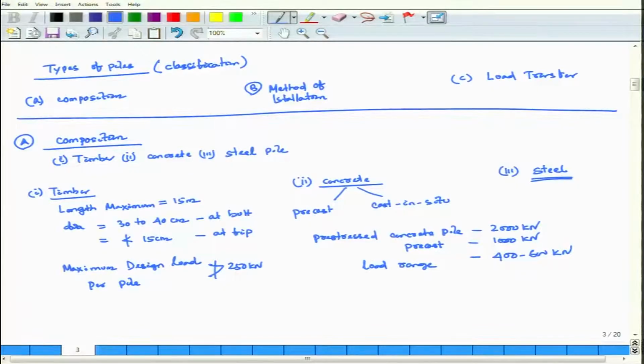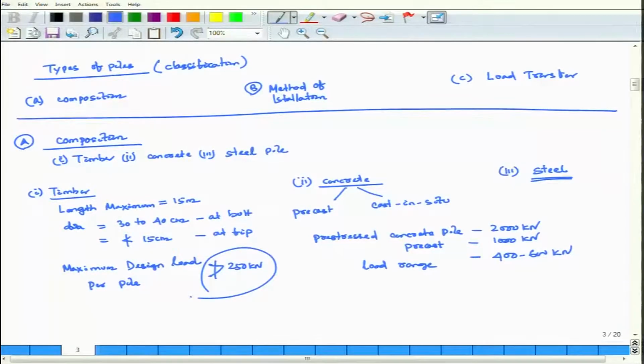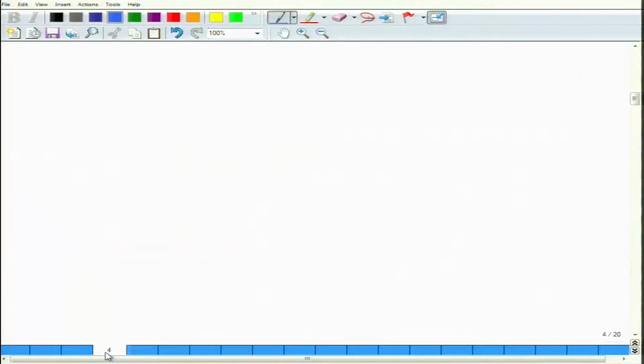If plenty of wood or timbers are available, then you can go for timber pile. The limitation of this, it cannot take more than 250 kilonewton. Length you cannot go more than 15 meter. Then there are concrete piles, either precast or cast in situ. Pre-stressed concrete pile is your 2000 kilonewton, precast is your 1000 kilonewton, load range is your 400 to 600 kilonewton. Then there are steel piles, I will give more discussion later.